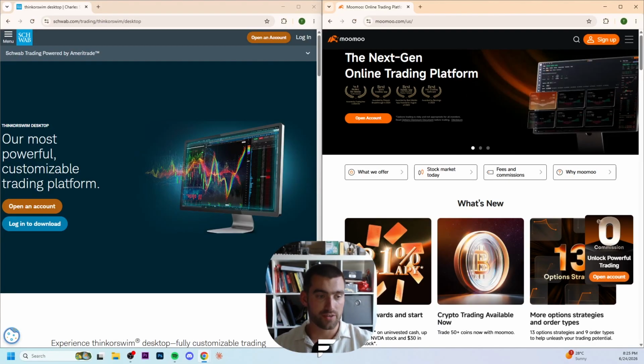If we look to the fees and trading costs, Thinkorswim has options contract fees and margin interest for leverage trading, and MooMoo on the right has options fees, margin interest and premium market data cost.